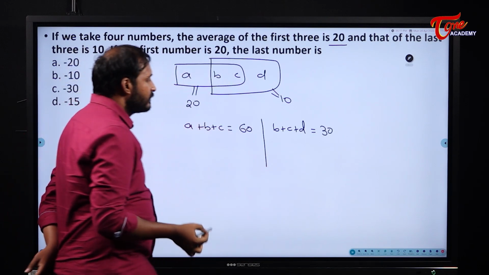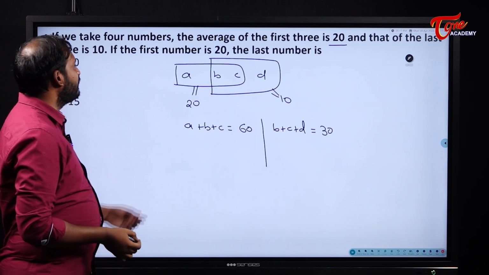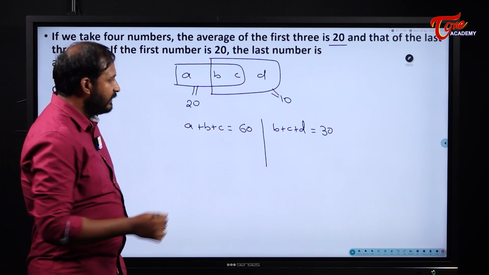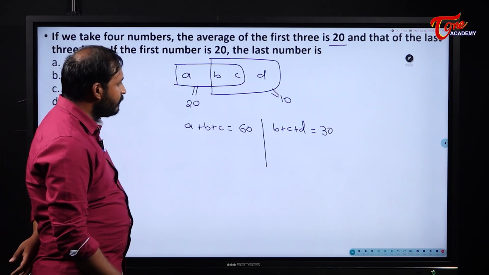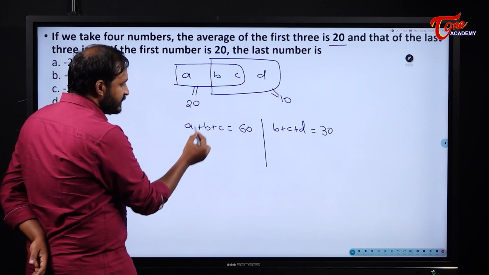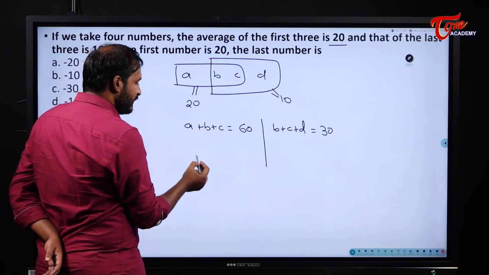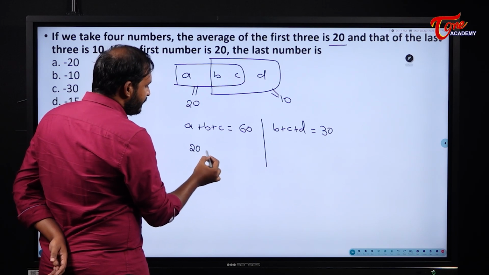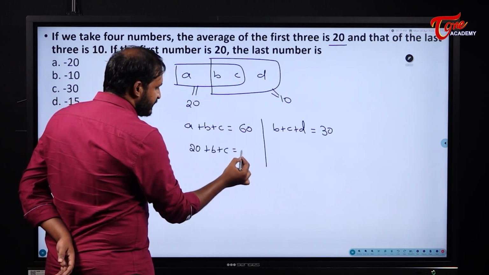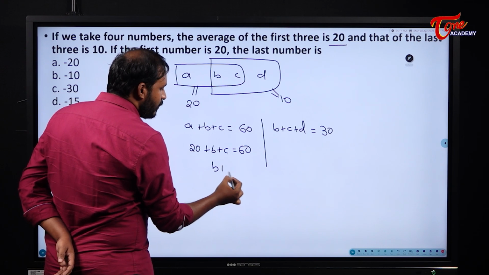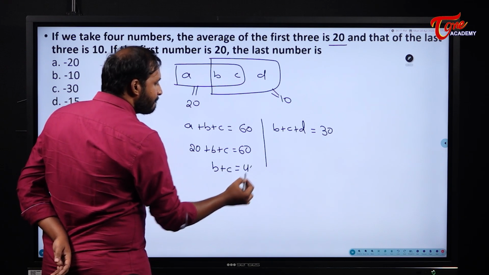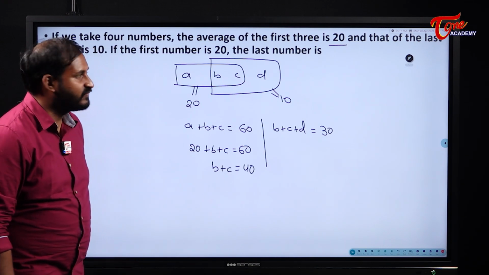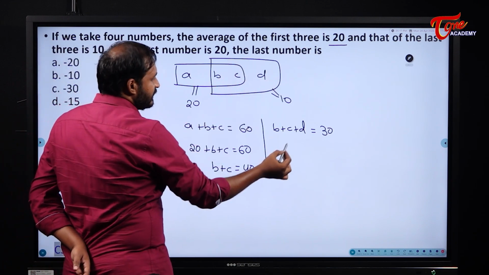30. Okay. And they are telling that the first number is 20. If first number is 20, what about B and C? They are telling that A is 20. So 20 plus B plus C value will become how much? 60 for me. So B plus C will become how much? 40. They are asking us the last number, that is D.